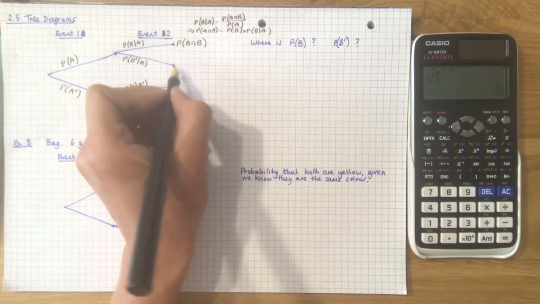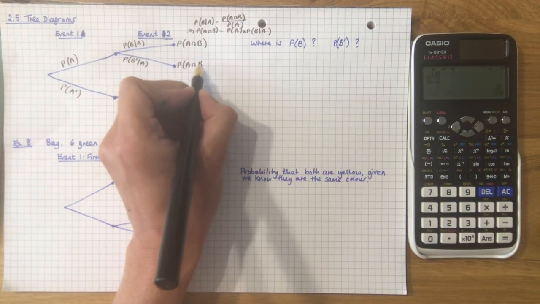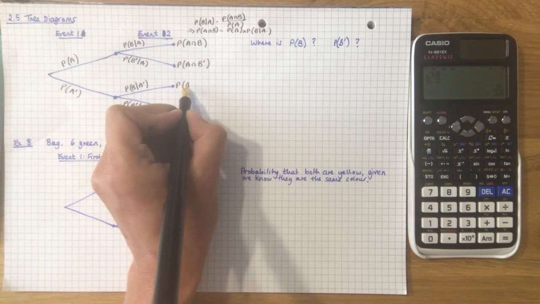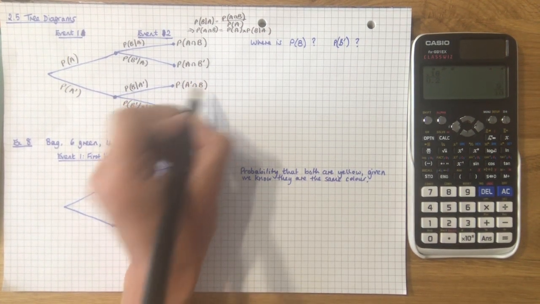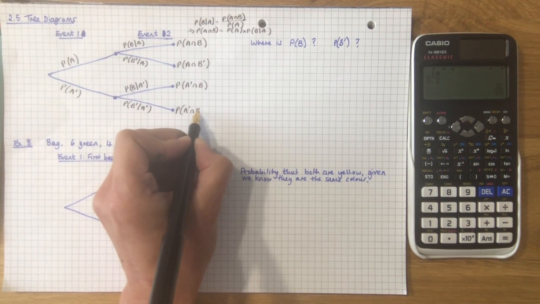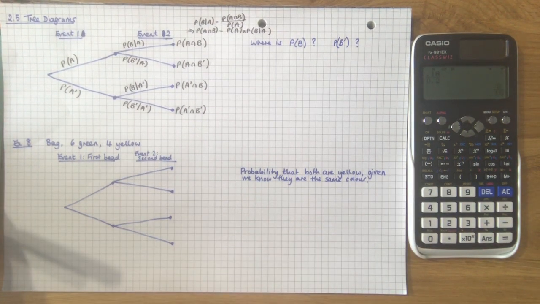So let's just fill in the rest of these. This branch is the probability of A happening and B not happening, the intersection of those two. This one is the intersection of not A and B, and this one is the intersection of not A and not B. Now, the textbook doesn't mention this, but I just want to consider a couple of things briefly.